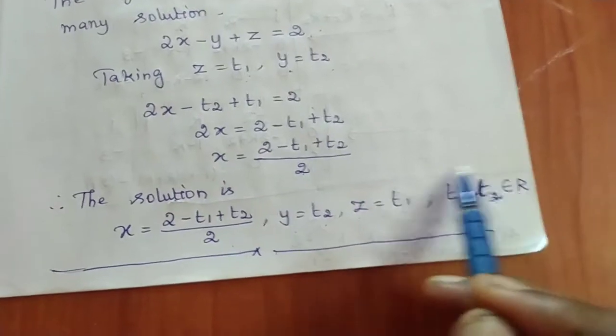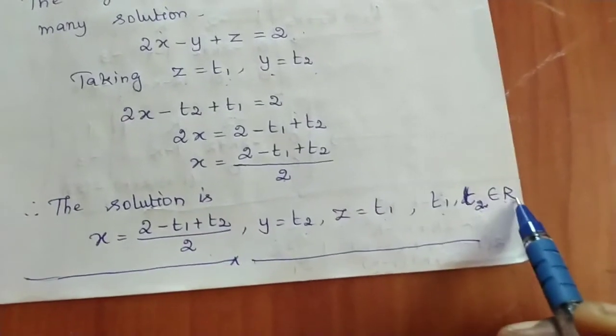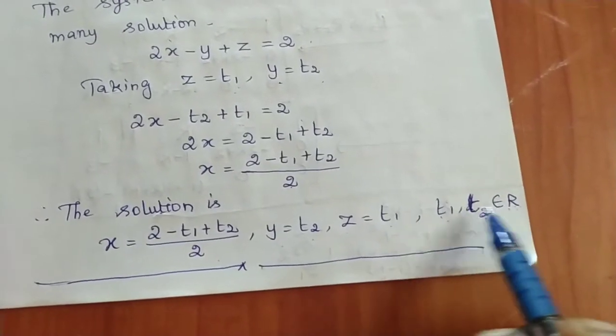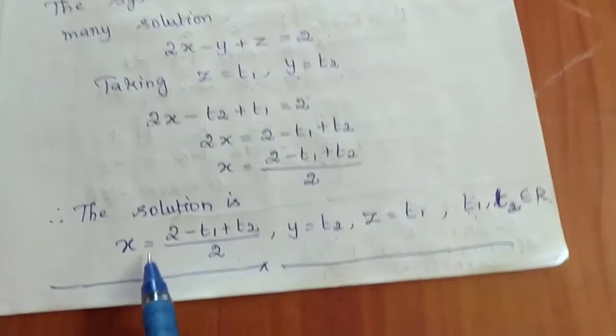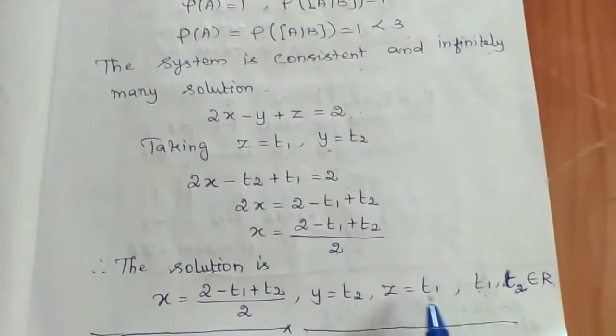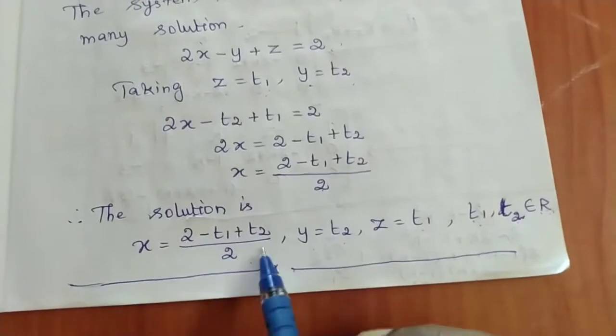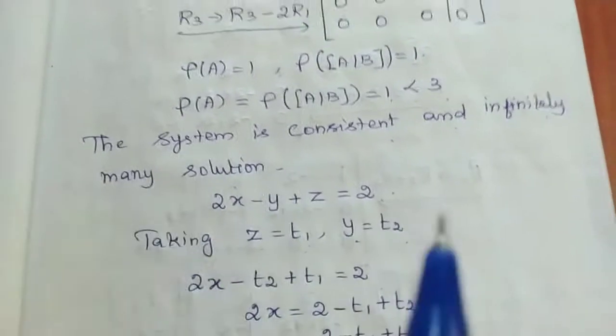Here R means real numbers. For t1, t2 taking any real values, we get many more solutions in x, y, z. That means there are infinitely many solutions.